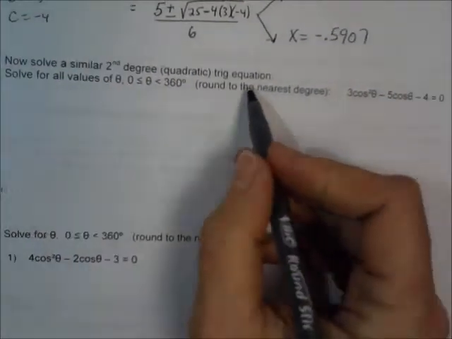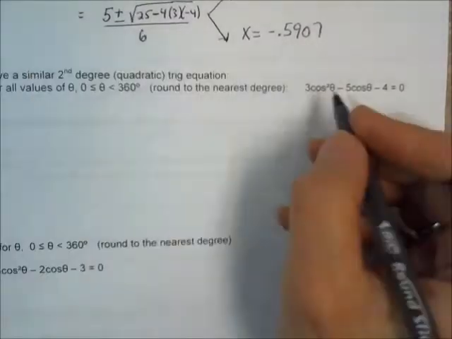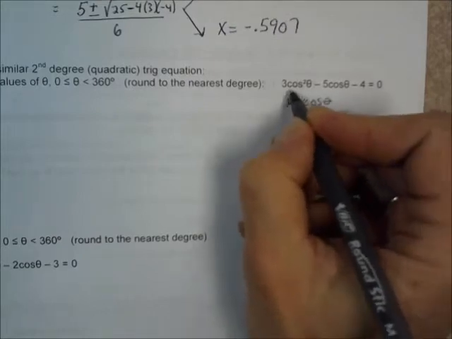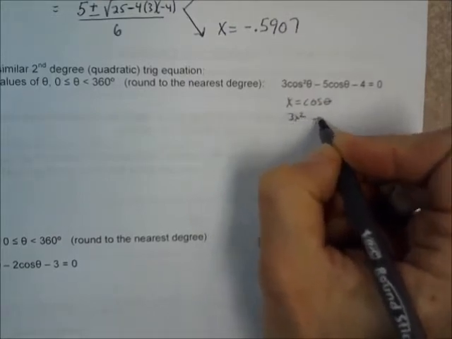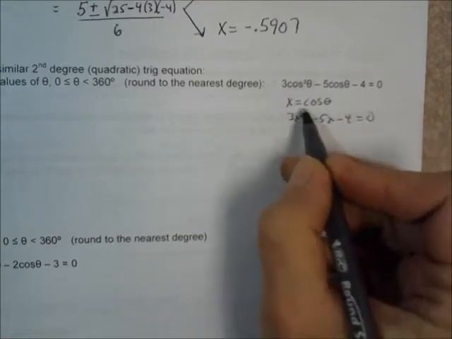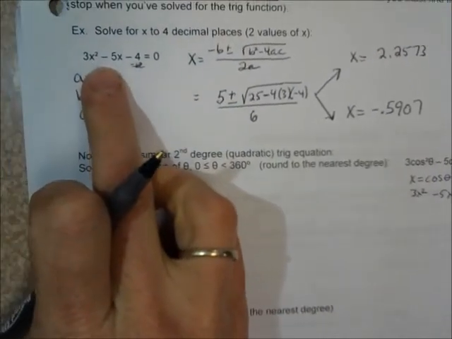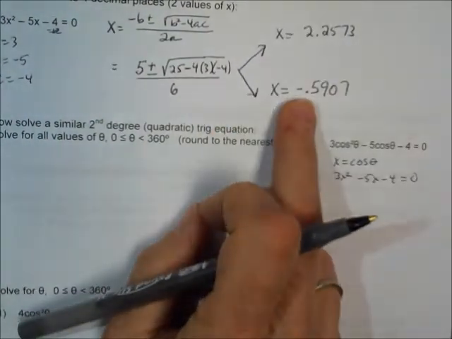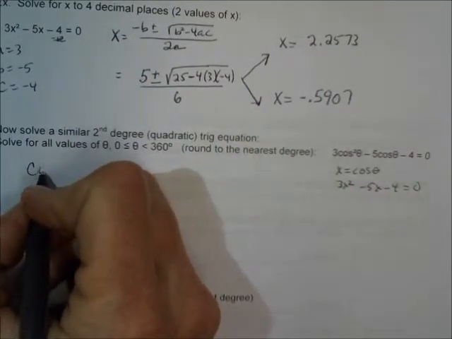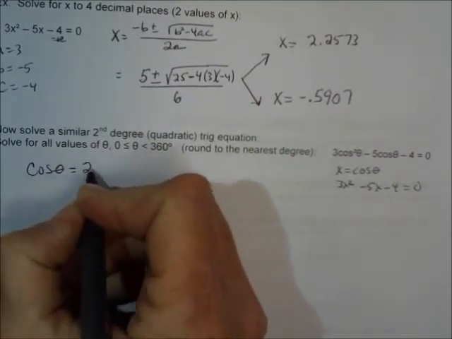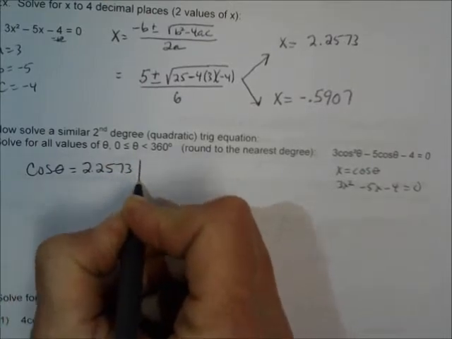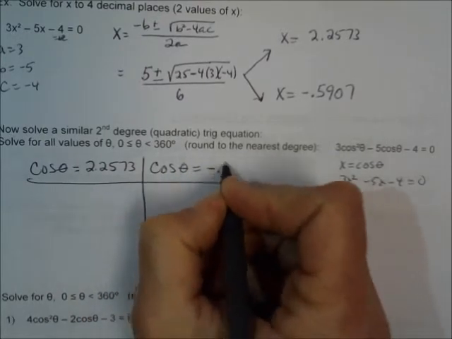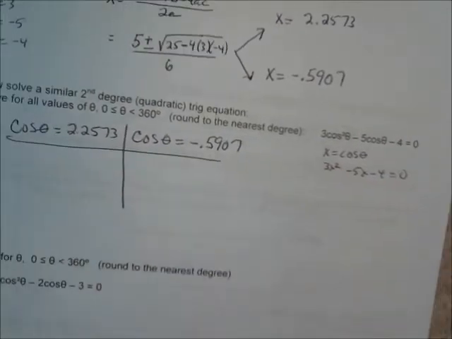Now what we're going to do is solve the trig equation that looks just like that one. If we let x equal the cosine of theta, then what we have is 3x squared minus 5x minus 4 equals 0, and that's exactly what we did back here. So we're not going to go through all of this work again, because it would be the same exact work. But now instead of x, we're going to have cosine of theta equaling 2.2573 in our table, and cosine of theta equaling negative 0.5907. Well, those are strange numbers.